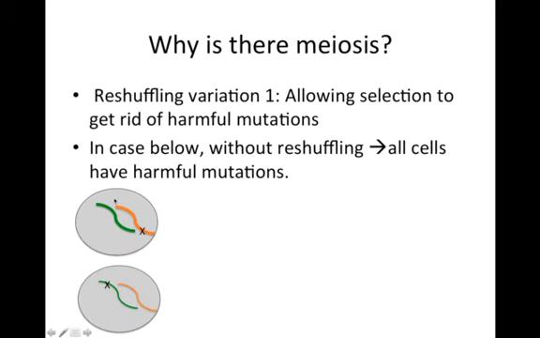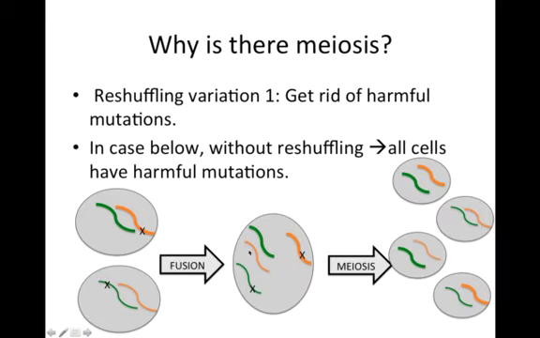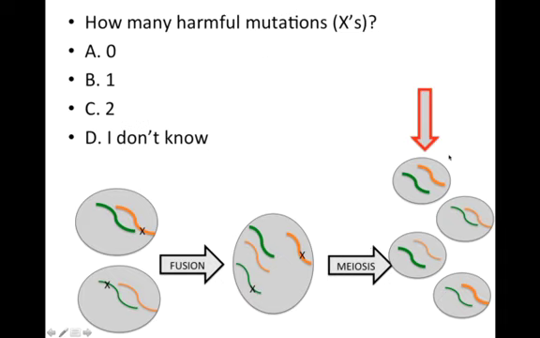Let's think about what this means for harmful mutations. Here we have, again, our two cells, each carrying a harmful mutation on a different chromosome. They're going to undergo fusion to make a diploid, and then they're going to undergo meiosis. As we said, we can get any of these combinations. So let's think through it. How many harmful mutations does this top cell carry? Go ahead and pause if you want to think about it.